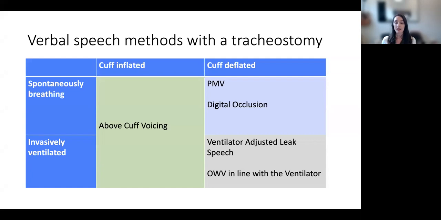We saw an example of ventilator-adjusted leak speech with Brett just before, and these approaches require creating a leak in the ventilator circuit to allow air to flow through the upper airway, through the vocal folds, and allow for voice. And as a result, frequently ventilator setting adjustments are required. These speech approaches are not without risk, so a high level of multidisciplinary coordination and expertise is required.